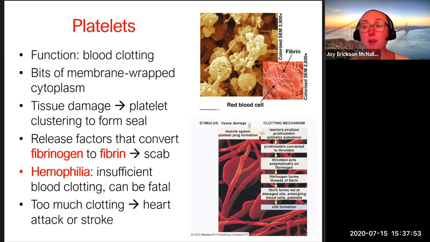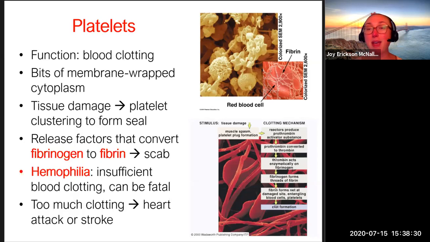Hemophilia, we've talked about before in terms of the genetics of it. Hemophilia is a genetic disease that occurs when there's insufficient blood clotting. And that means that patients with hemophilia can die of excessive blood loss due to even the smallest cuts. On the flip side, too much clotting can be a bad thing too, because a blood clot that occurs in the wrong place, if you have overactive platelets, for example, can dislodge, travel through your blood, and if it blocks an artery to the heart, that leads to a heart attack. Or if it blocks an artery that's leading to your head, that can lead to a stroke, right?